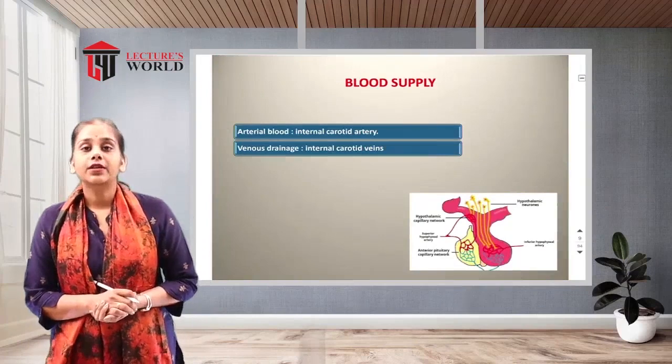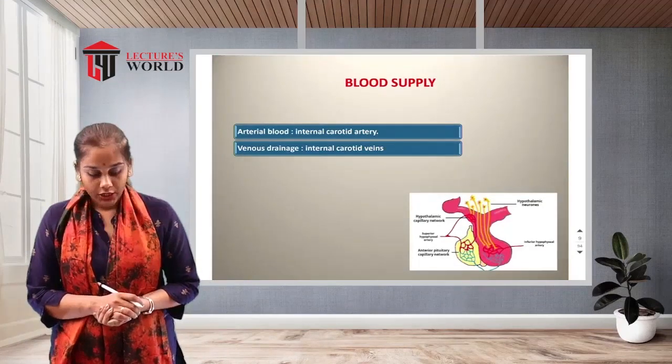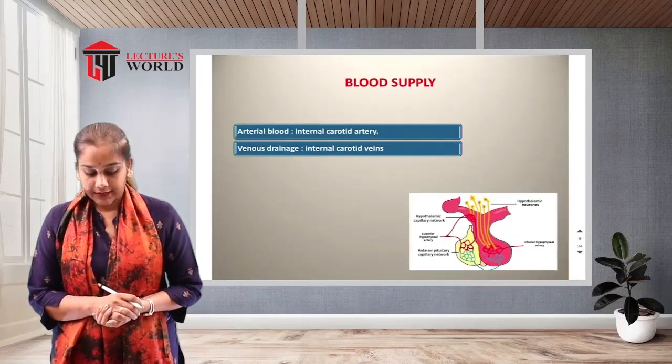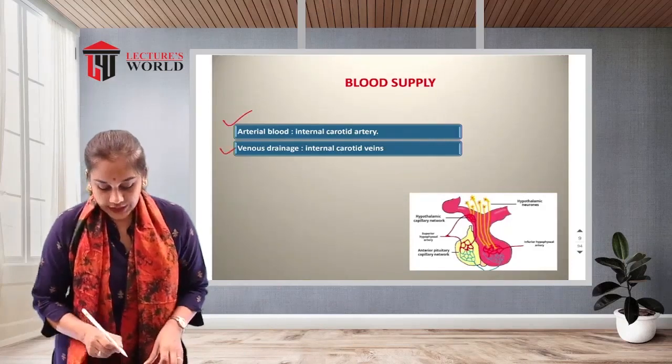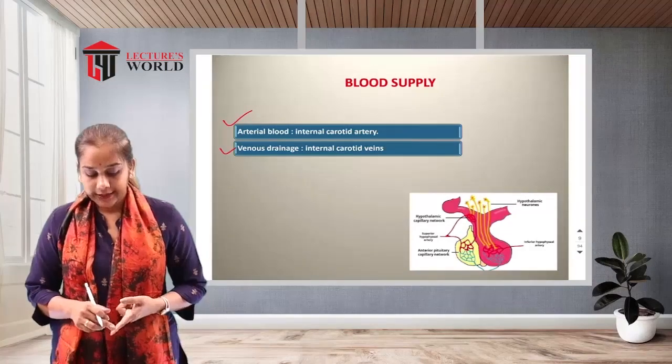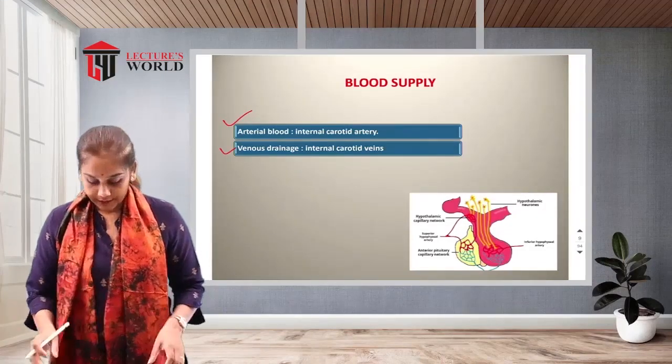Then what about the blood supply of the pituitary gland? The arterial blood supply is given by the internal carotid artery, and the venous drainage is done by the internal carotid veins.